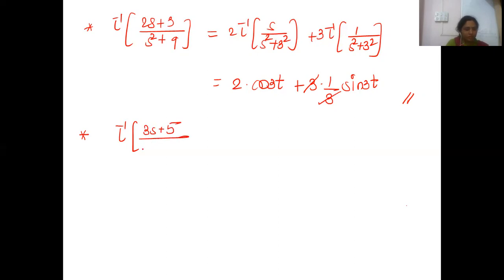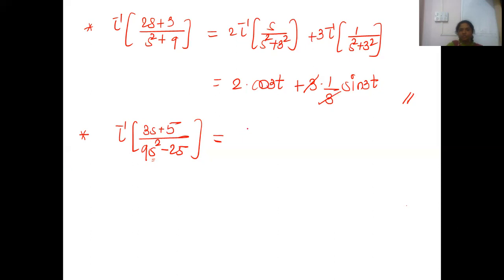Next: Laplace inverse of (3s + 5) upon (9s square minus 25). And one more thing. For a standard formula, we need s square, and with that s square there should not be anything extra. So that extra thing you have to take care of. It can go into some formula, but it is not initially in the standard one. So what can you do? Whatever is with s square, we will take out as common.